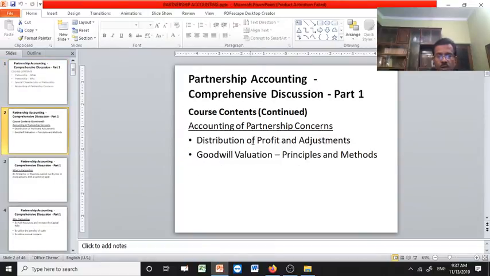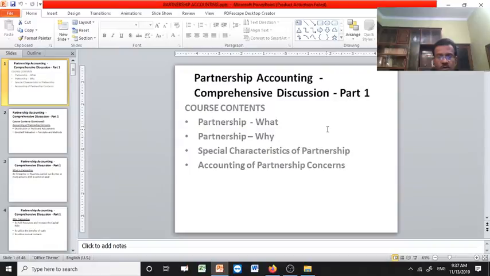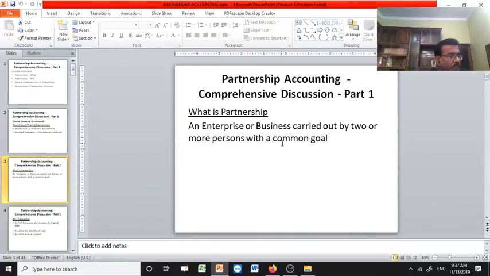We will be talking about accounting of partnership concerns, distribution of profits and adjustments, and goodwill valuation. So these are the things. We will understand what is partnership. So let us start then. What is partnership basically?